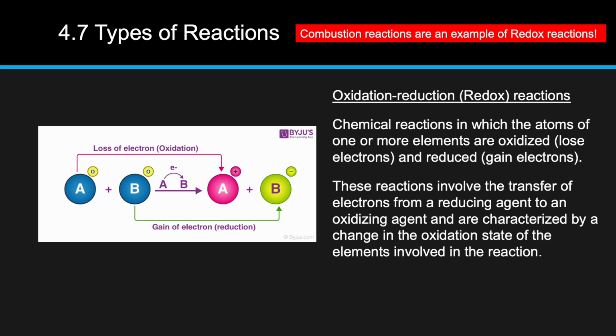And one common example of a redox reaction that you can point out pretty quickly is going to be combustion reactions, because the substance reacts with oxygen, and since oxygen is in its elemental form, it's going to have an oxidation state of 0, and the electrons are going to be transferred in the process when it becomes a chemical molecule or compound.